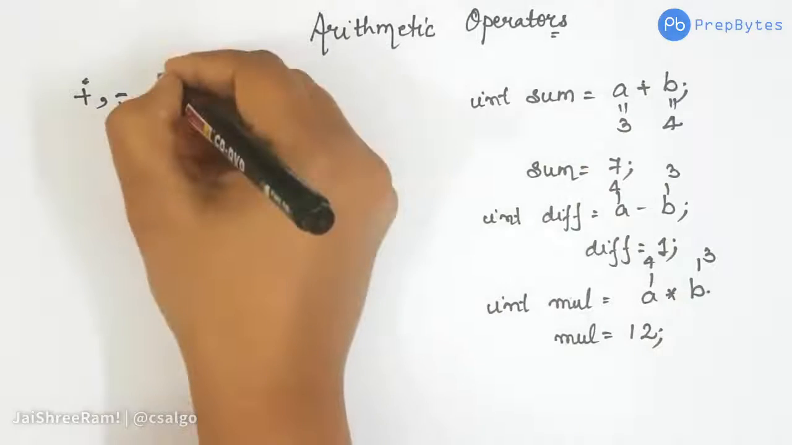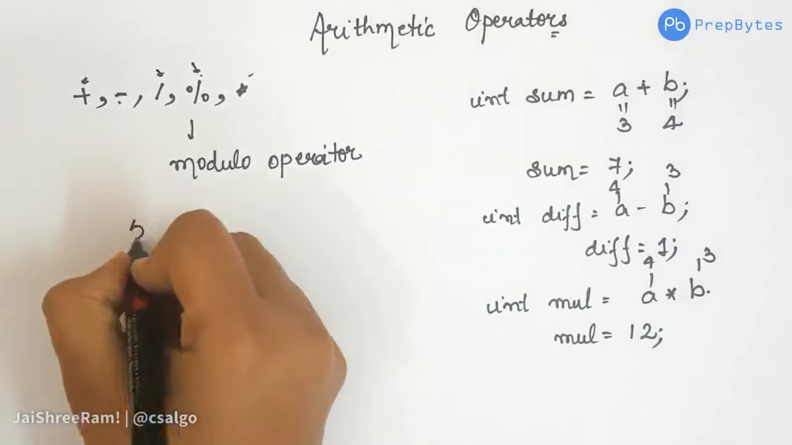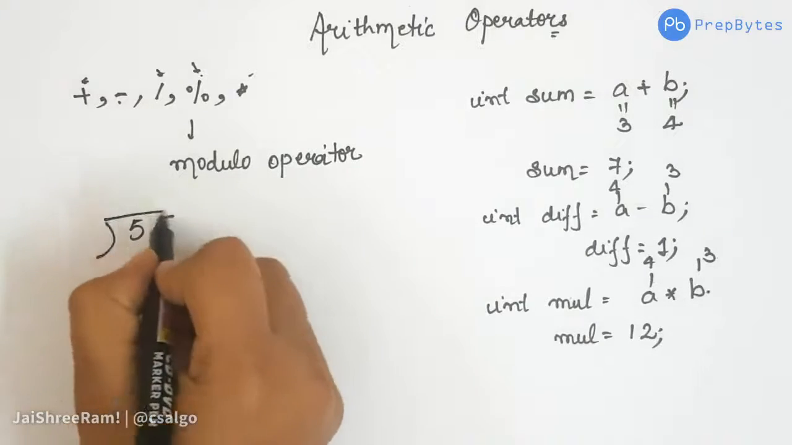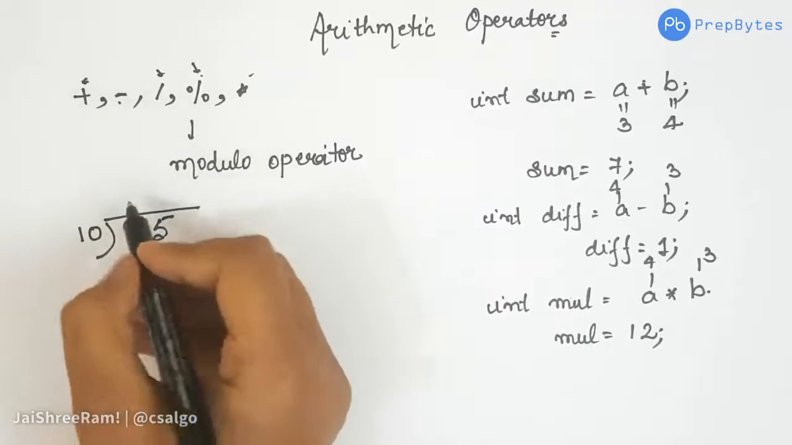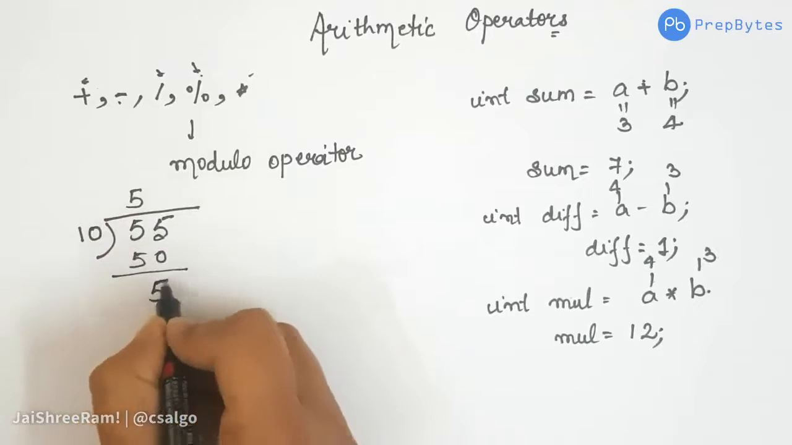Now talking about division and modulo. So let's say I have a number 55, and I divide 55 by, let's say, 10. Let's do the simple calculation. If I divide 55 by 10, I'll get 10 fives are 50, and I get 5 as remainder.